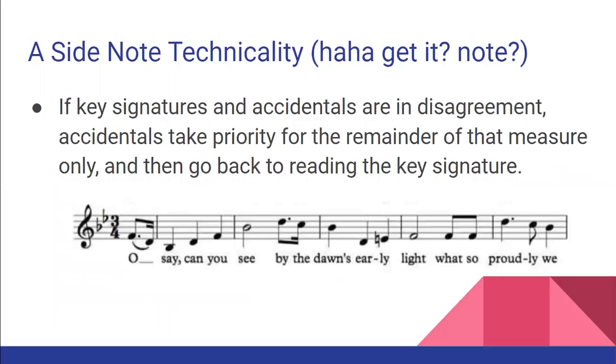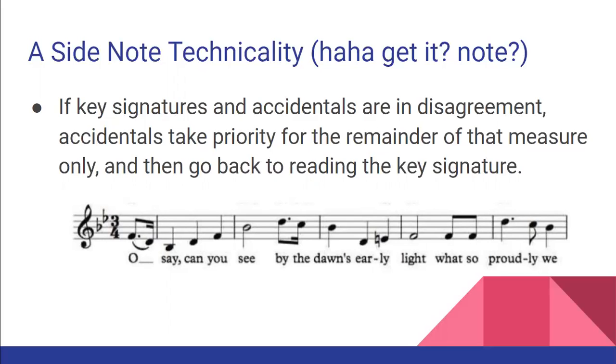There is an exception. I hinted at this earlier. Accidentals. If there is an accidental, it actually defeats the key signature in terms of priority. So with this piece of music here, on the left side, you can see that the key signature says B flat and E flat. But when you get to the word "early," there's actually an E natural. So that natural would cancel out that key signature E flat, but only for the remainder of the measure.